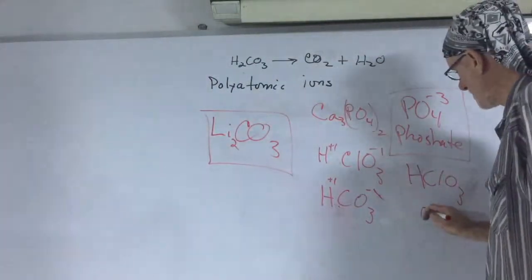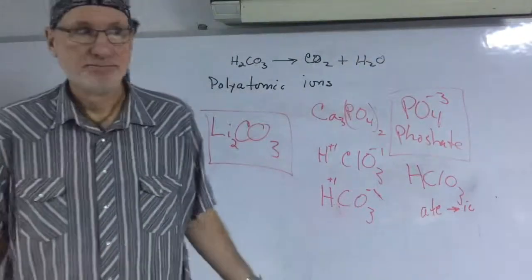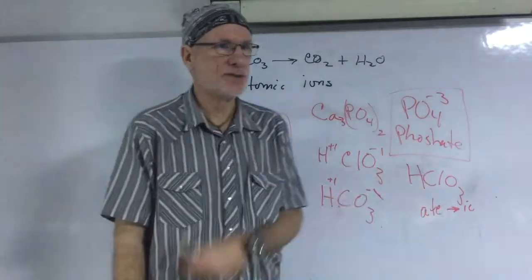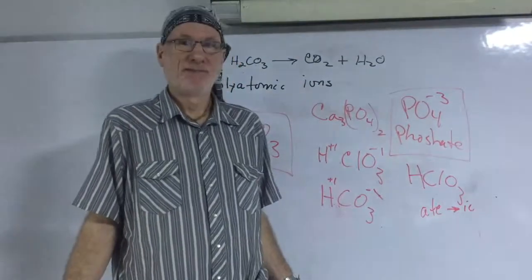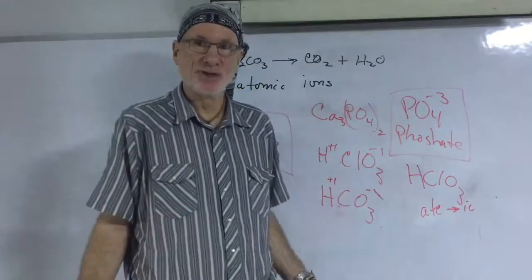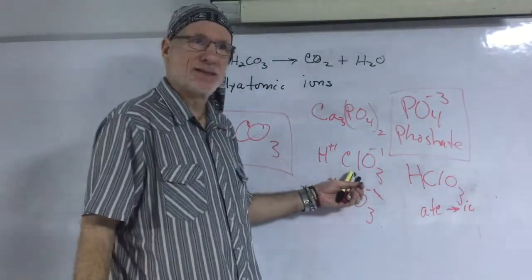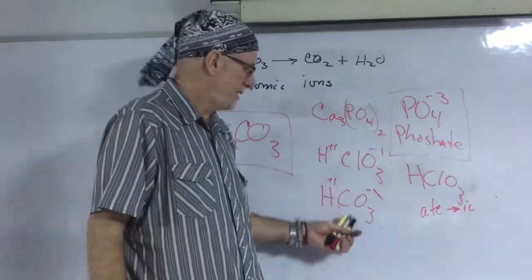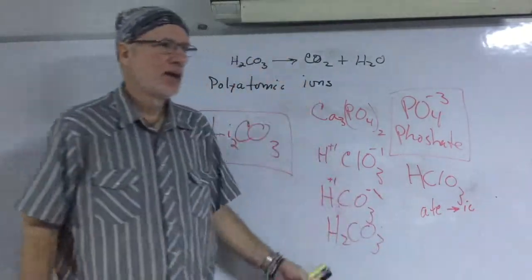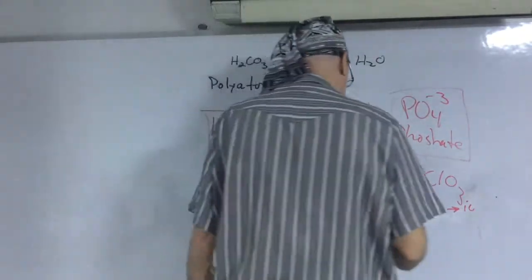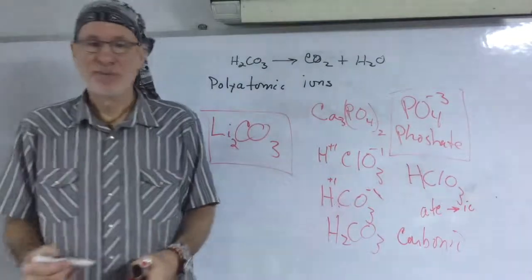You ready? Ate becomes ic. So chlorate becomes chloric. Is that easy or what, dude? I mean, now you know a fifth language: chemistry. Chloric. Carbonate. You gotta get a syllable. What does this become? I already told you the name of it, and you already know it. But carbonic. Yeah, add that extra syllable. Carbonic, right?